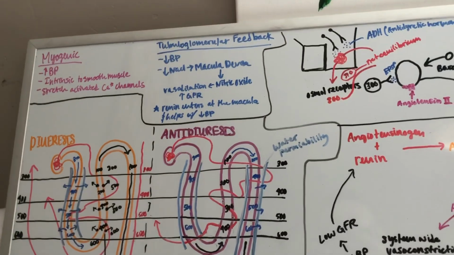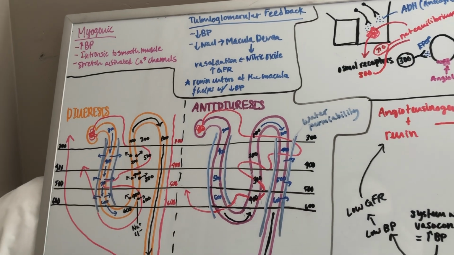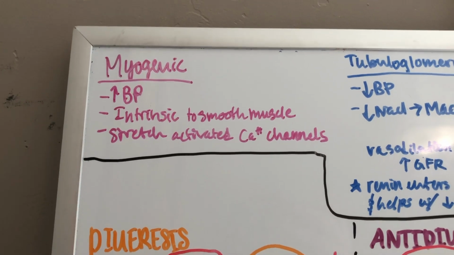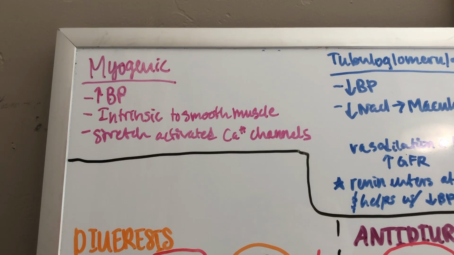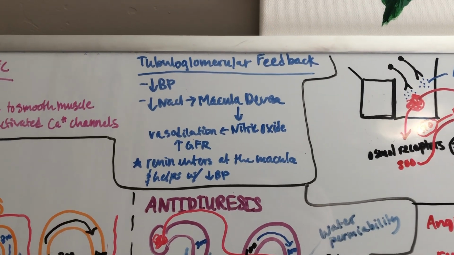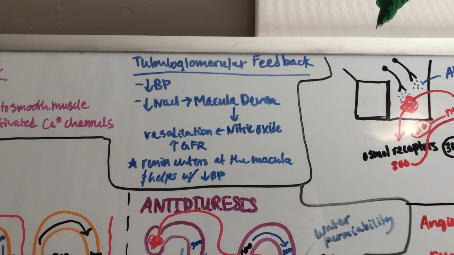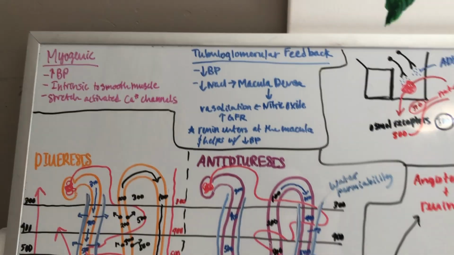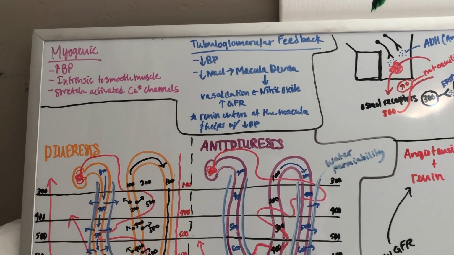So we have two different feedback systems. We have the myogenic and we have the tubuloglomerular feedback system. The myogenic is what increases blood pressure. It's intrinsic to smooth muscle, and it's directly activated by calcium channels. Tubular feedback decreases blood pressure, decreases sodium chloride. And this impacts our macula densa that we've talked so much about.